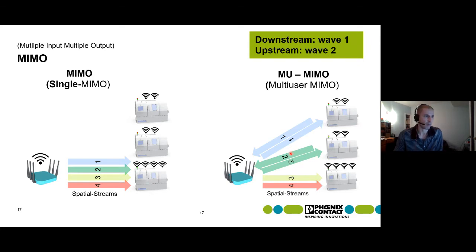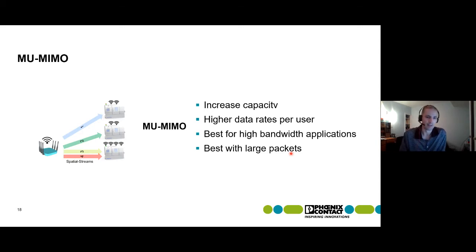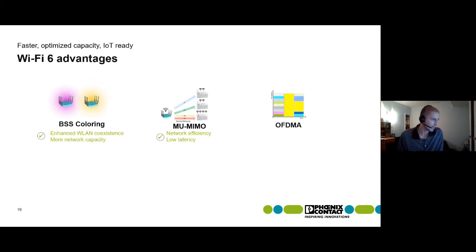So again, the goal of multi-user MIMO is to help increase your capacity for high bandwidth applications with larger packets. If you find that need on your factory floor, where you need higher throughput, this is going to help you get more efficient with high throughput applications. And then the third, and in my opinion the most exciting function that's coming with Wi-Fi 6, is going to be this OFDMA function.